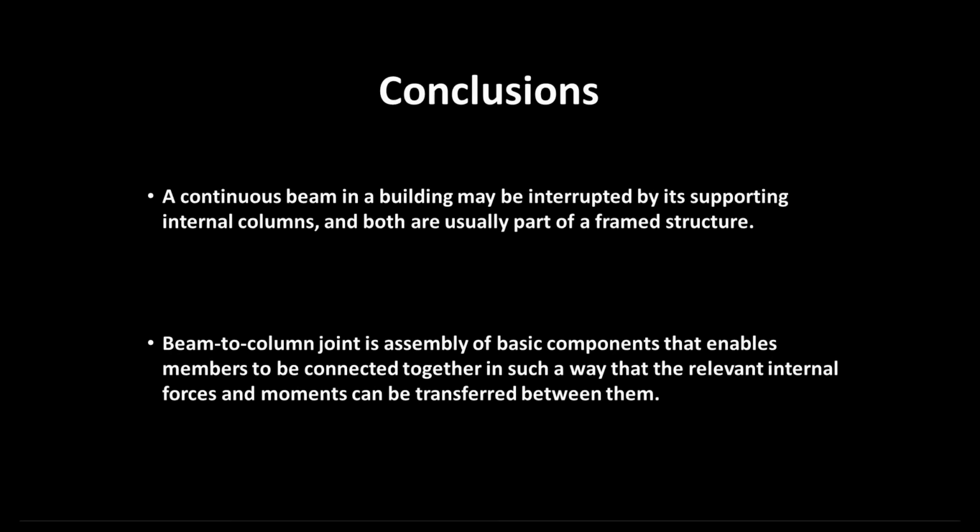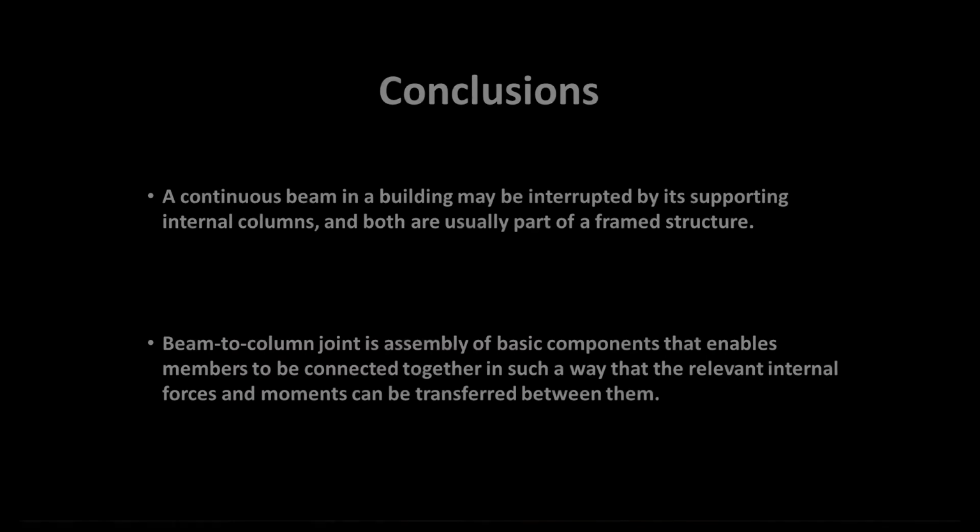From the conclusions, what we learned is that a continuous beam in a building may be interrupted by its supporting internal columns, and both are usually part of a framed structure. A beam-to-column joint is the assembly of basic components that enables members to be connected together in such a way that the relevant internal forces and moments can be transferred between them.